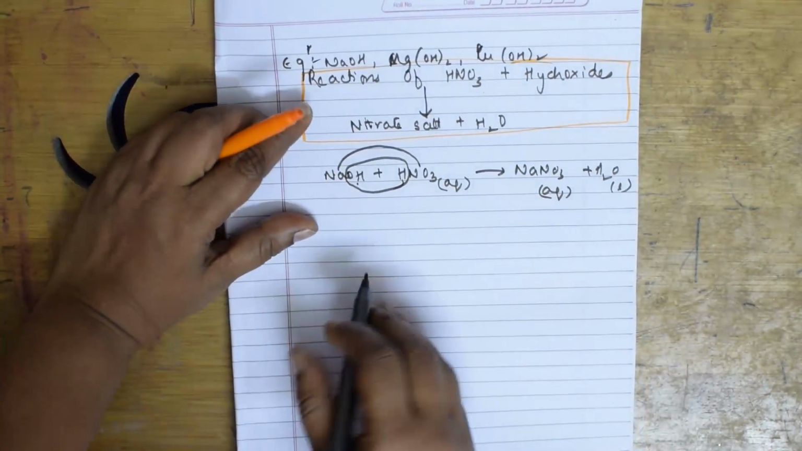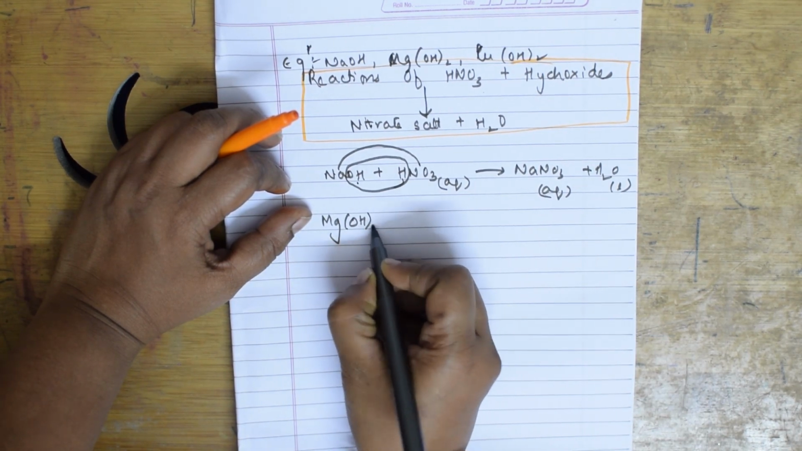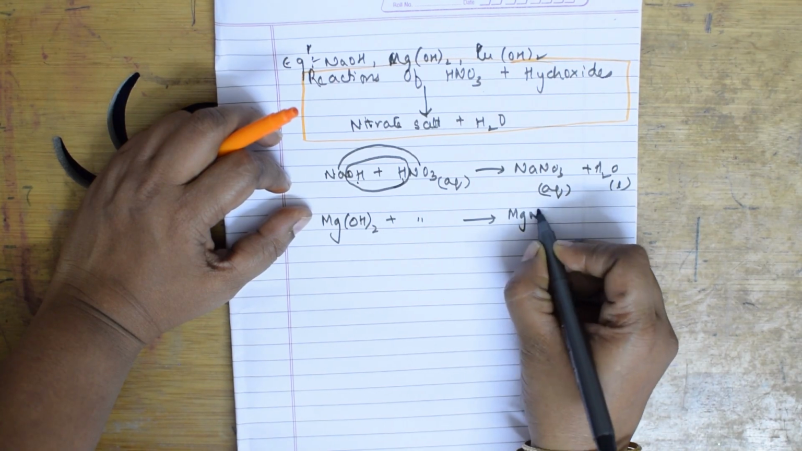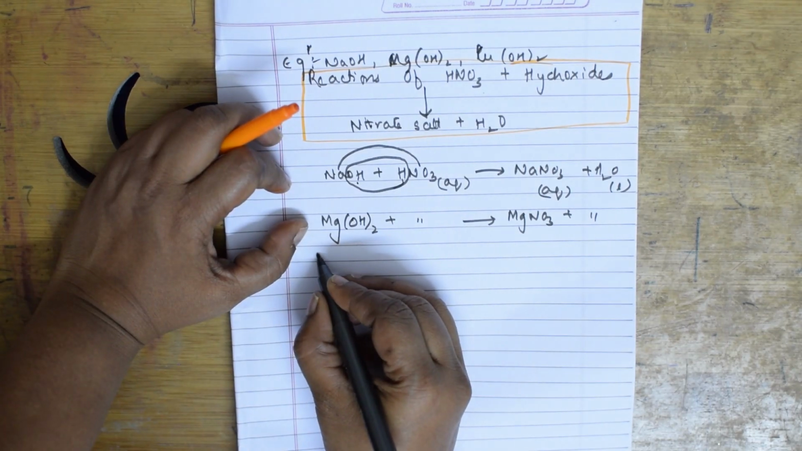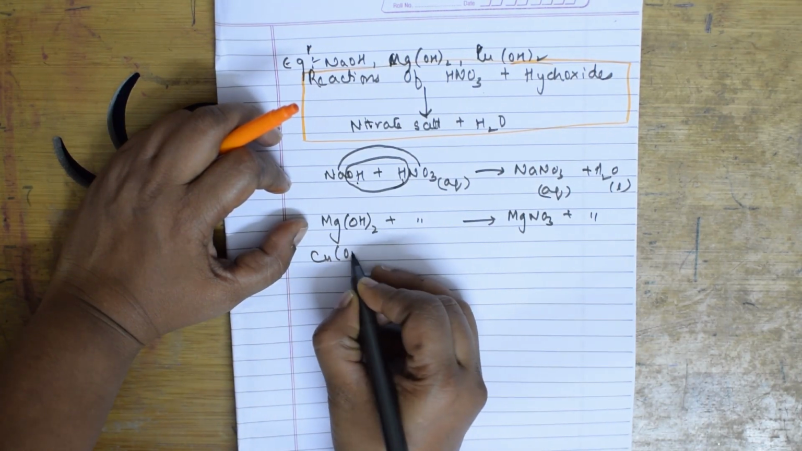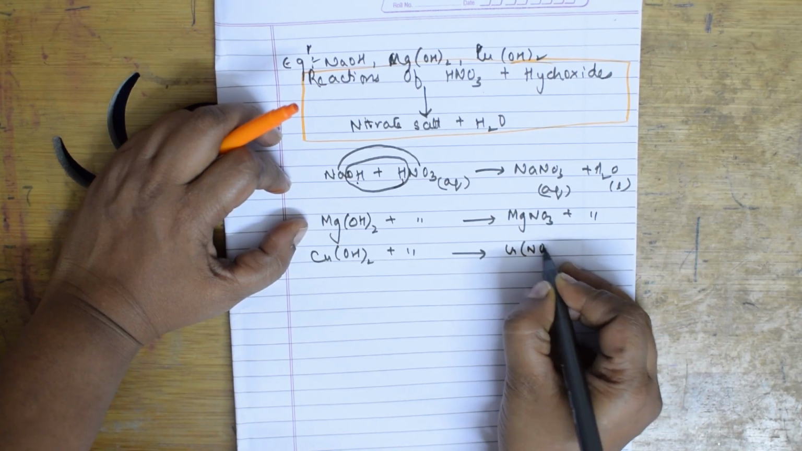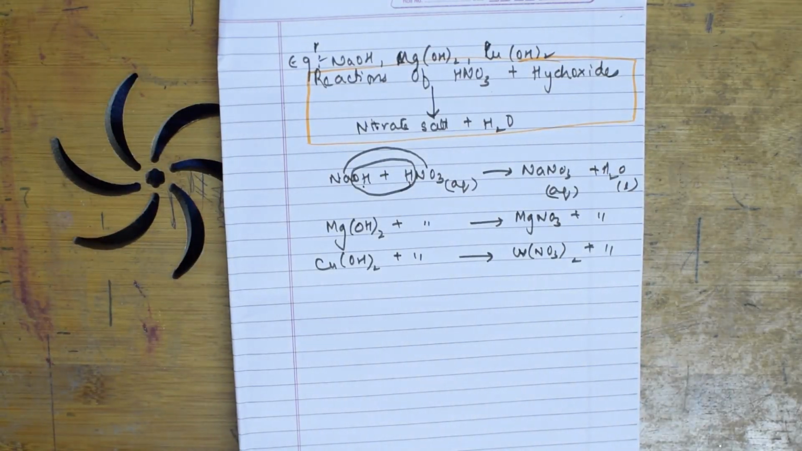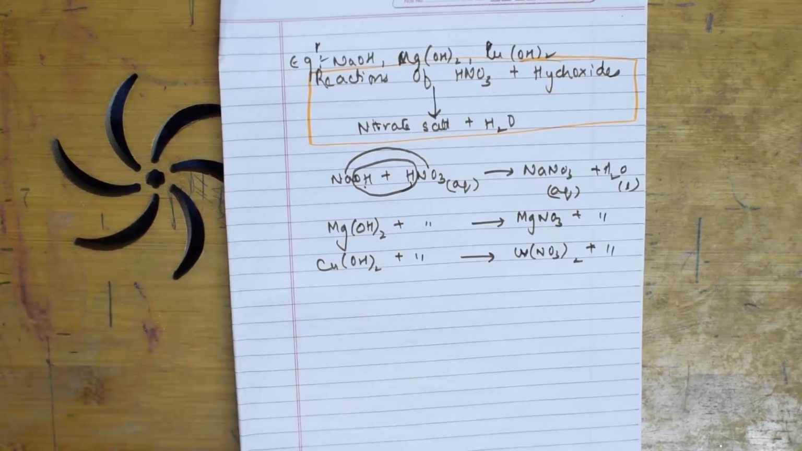Now the same thing. If I take magnesium hydroxide, what do I get? Same, I am adding nitric acid. Instead of NaNO3 I will be getting magnesium nitrate plus water, same aqueous and liquid. Suppose I am taking copper hydroxide, same thing. Here I will be getting copper nitrate plus water. Done, students, right? So this is how we're going to learn different reactions of nitric acid.